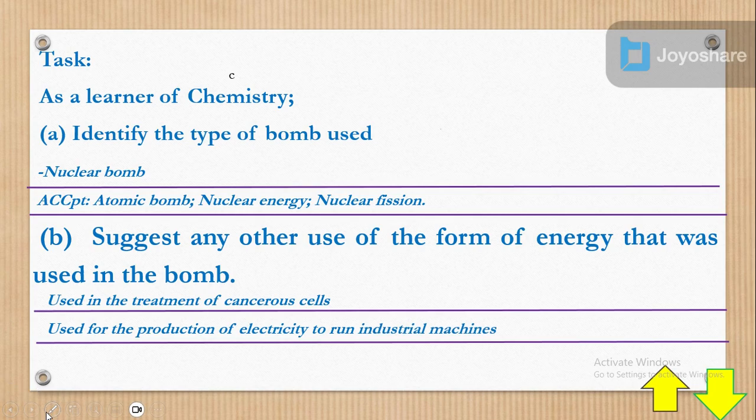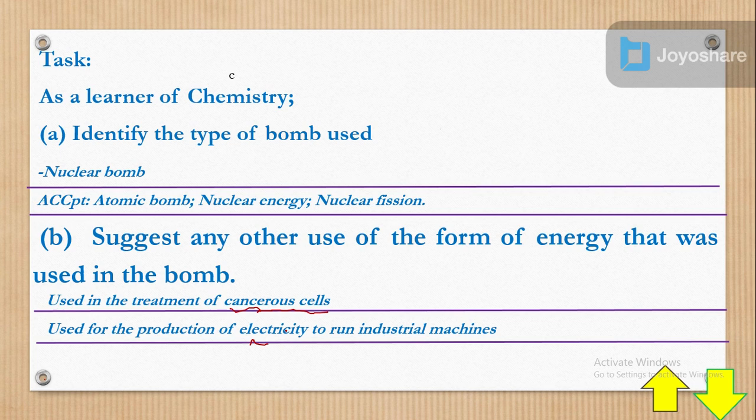So realize that used in treatment of cancerous cells, yes, they can get that nuclear energy and direct it to, maybe someone has a cancerous wound on the leg. They can direct those rays, the nuclear energy there, and it will kill the cancerous cells. Then another use would be production of electricity to run industrial machines. This is not really common here in Africa, but in some of the developed countries they use this nuclear energy to run some industrial machines or in the factory. So source of electricity in simple terms.